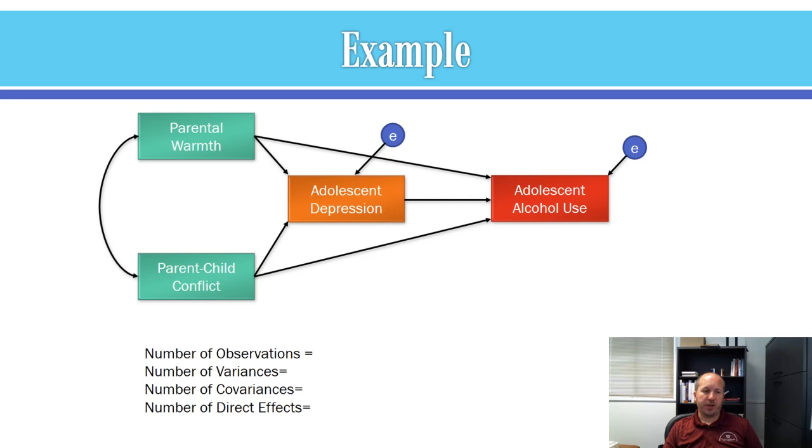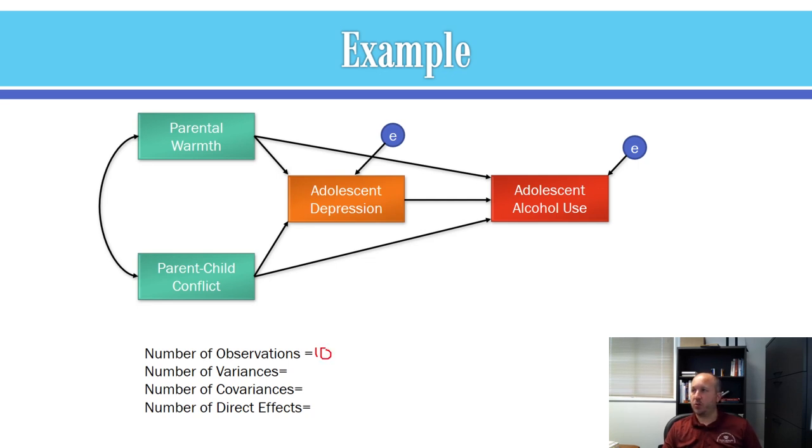First, we determine the total number of observations. In order to do that, you follow the formula p times p plus 1, divided by 2. In this case, we have 4 variables. In this model, we are looking at how parental warmth and parent-child conflict impact, or are associated with, adolescent alcohol use, and how adolescent depression mediates that relationship. So we have 4 variables, and 4 times 4 plus 1, which is 5, so 4 times 5 equals 20, divided by 2 is 10. So we have a total of 10 observations.